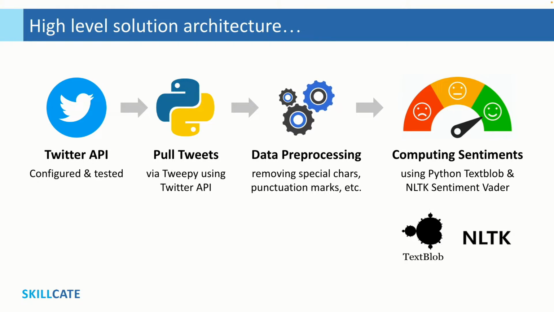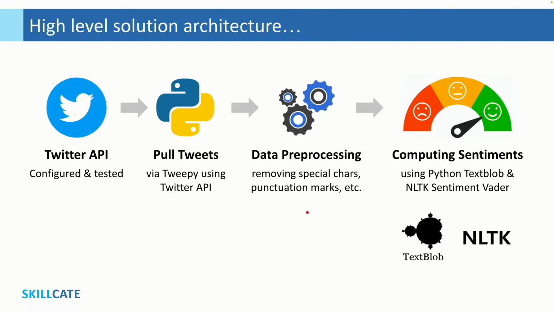Once we have the raw tweets with us, the next step is data pre-processing, where we remove non-value-adding parts of the text data like special characters, punctuation marks, etc. We shall define a pre-processing function in Python for handling this section.